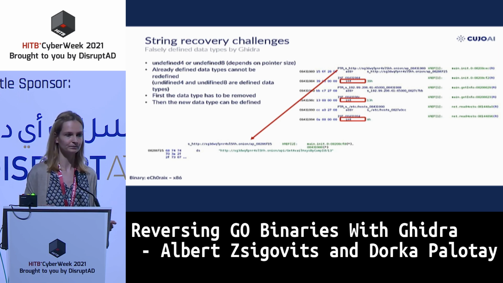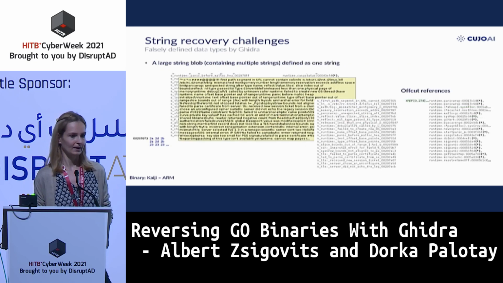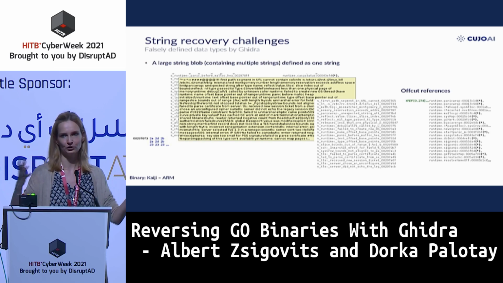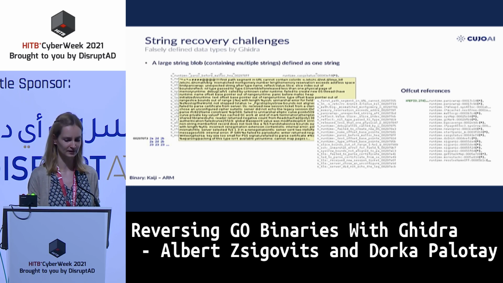So this is another example from the AcroRx ransomware, how we could recover certain strings. Another problem is when the string is already defined. As I mentioned, Go handles strings by creating large string blobs. There can be a null character at the end, so Ghidra may falsely identify it as one huge string instead of smaller separate strings.